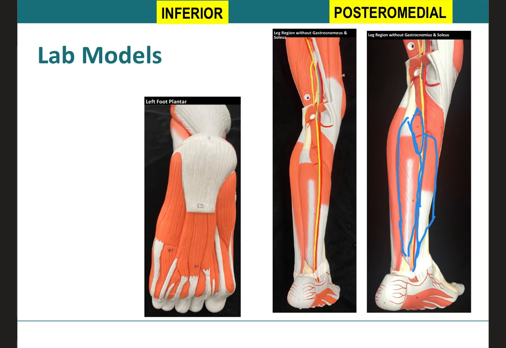Here is a better image of the popliteus. We can see it over here with the fibers running transverse. And on the bottom of the foot, we have what we call the flexor digitorum brevis. So if we have a flexor digitorum longus, we're going to have a flexor digitorum brevis.